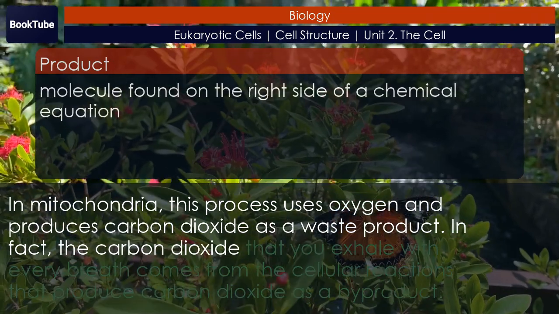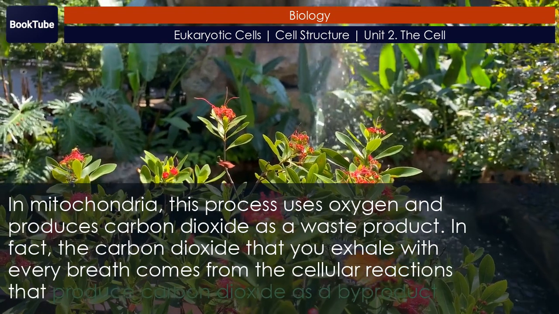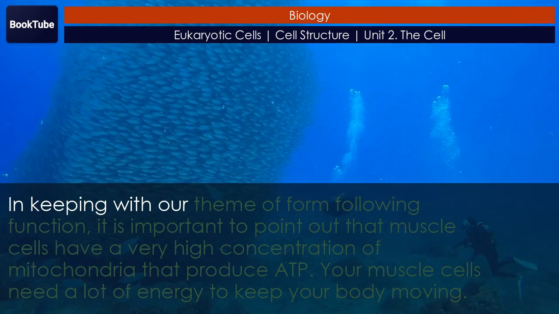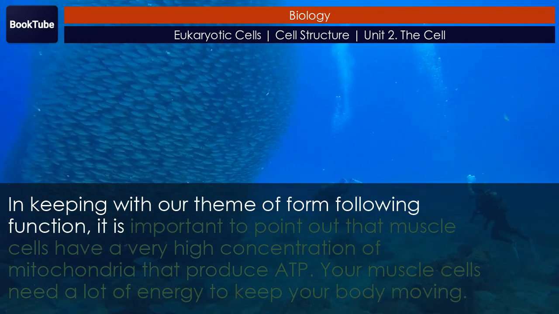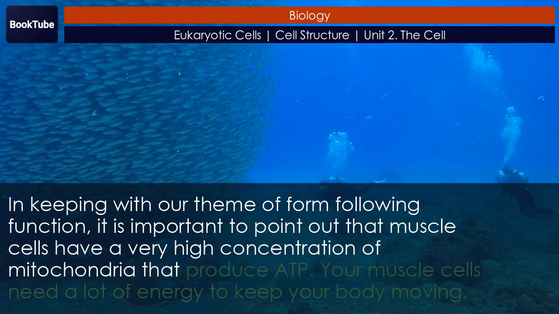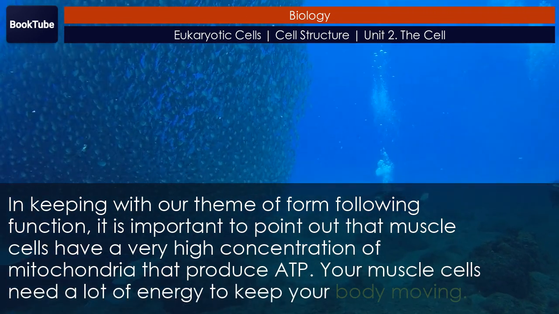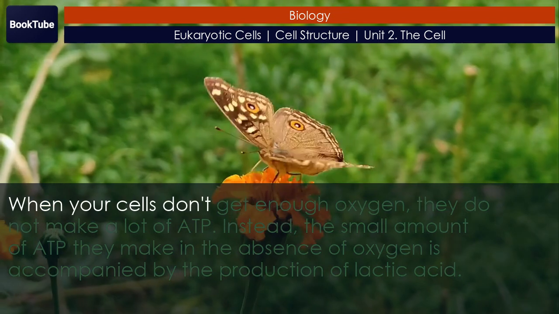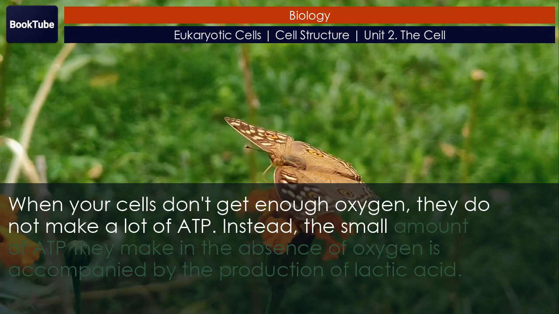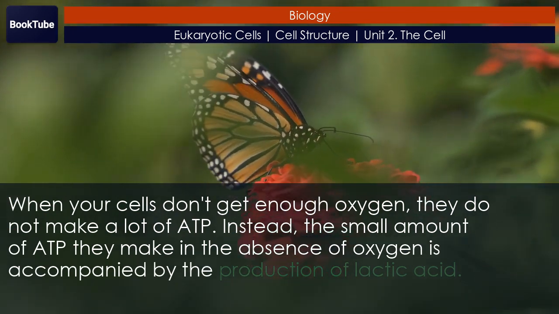In fact, the carbon dioxide that you exhale with every breath comes from the cellular reactions that produce carbon dioxide as a byproduct. In keeping with our theme of form following function, it is important to point out that muscle cells have a very high concentration of mitochondria that produce ATP. Your muscle cells need a lot of energy to keep your body moving. When your cells don't get enough oxygen, they do not make a lot of ATP. Instead, the small amount of ATP they make in the absence of oxygen is accompanied by the production of lactic acid.